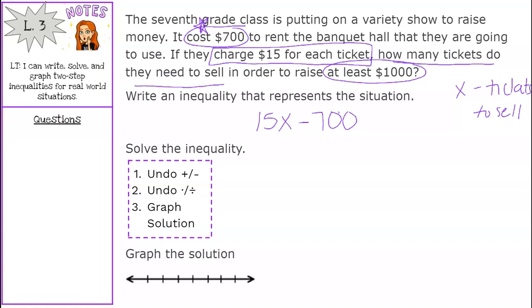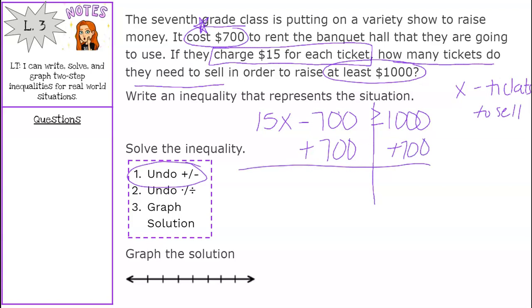And then they want to raise at least $1,000. So at least means we want to, bare minimum, raise $1,000. So we want to be greater than or equal to $1,000. So now we just have to solve this inequality. So we're going to start with that undo addition and subtraction. We have subtraction, so we're going to undo that with addition. Add 700 to both sides.